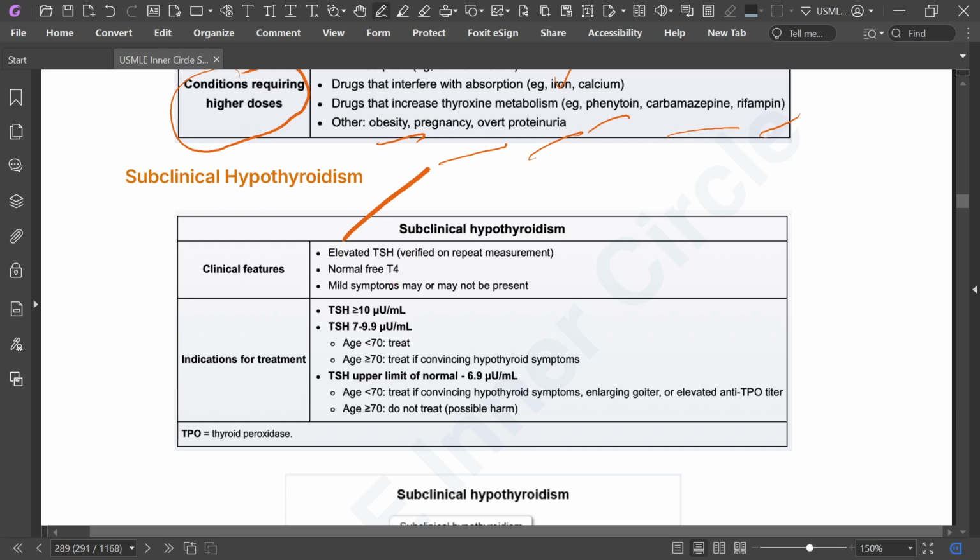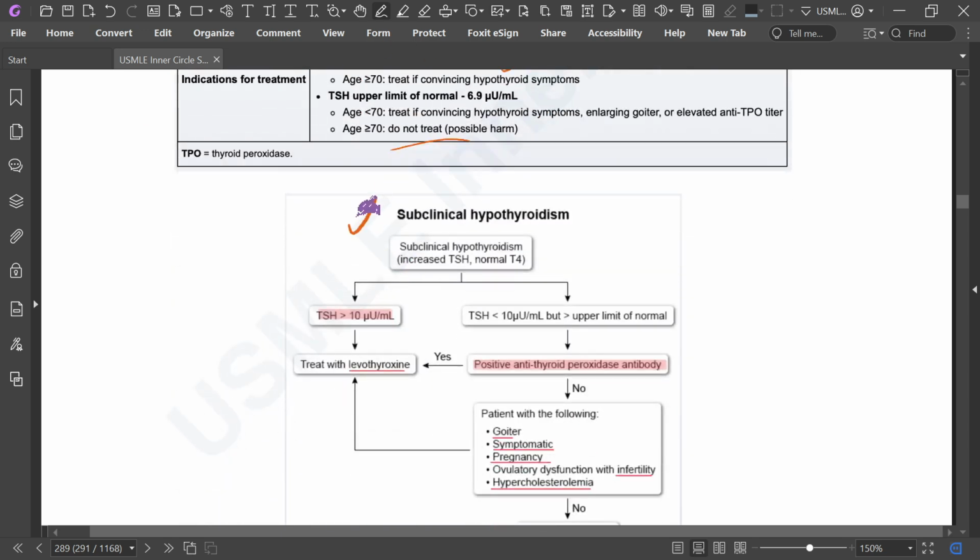elevated TSH but normal free T4, mild symptoms. When do we need treatment for subclinical hypothyroidism? If TSH is more than 10, treat. If TSH is 7 to 9.9, age less than 70, treat. Age more than 70, do not treat. If convincing hypothyroid symptoms, TSH above the upper limit of normal up to 6.9, if age less than 70, treat, and if more than 70, do not treat, possible harm. Okay, subclinical hypothyroidism, very high yield.